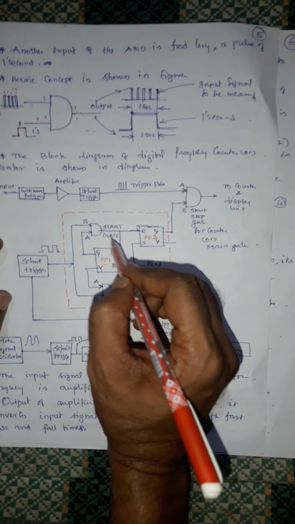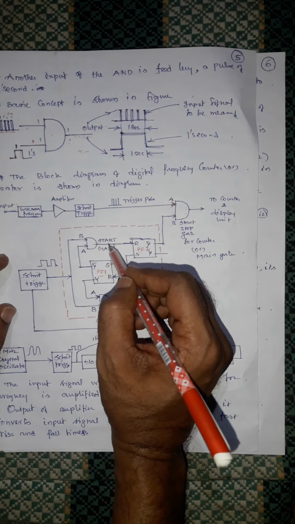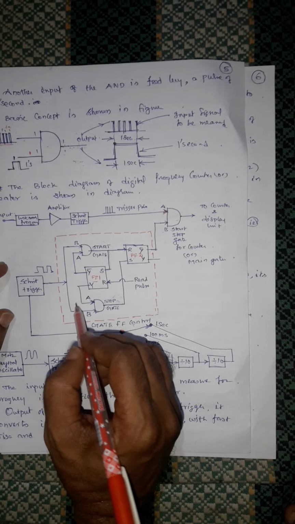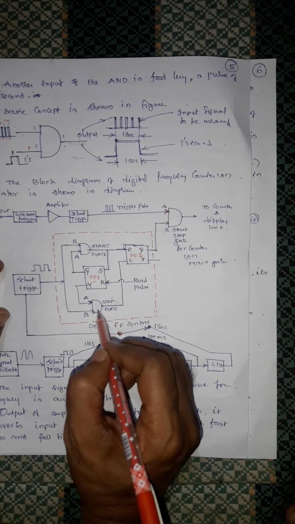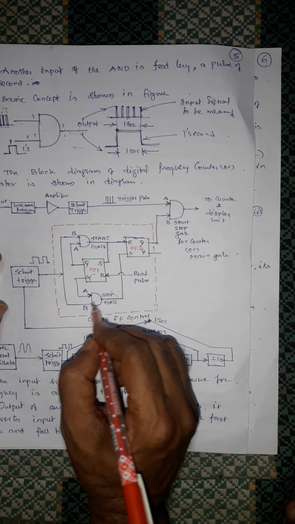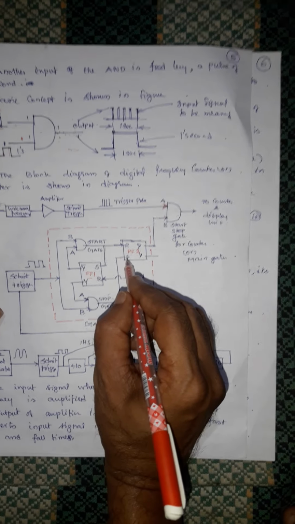Once the start is enabled, the start gate is disabled and the stop gate is enabled. Here the b input changes. The start gate is disabled, stop gate is enabled. Therefore, when the next cycle comes, this state will change.